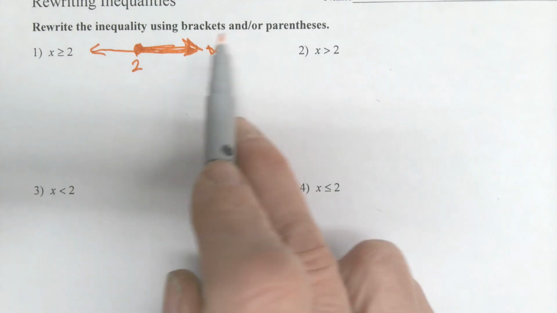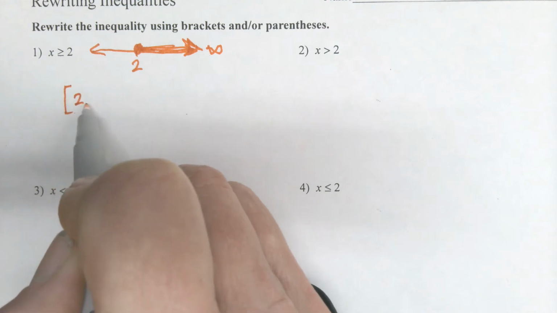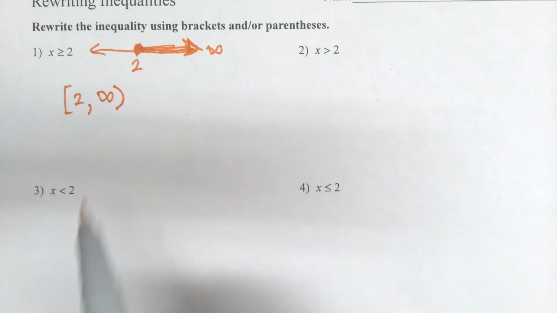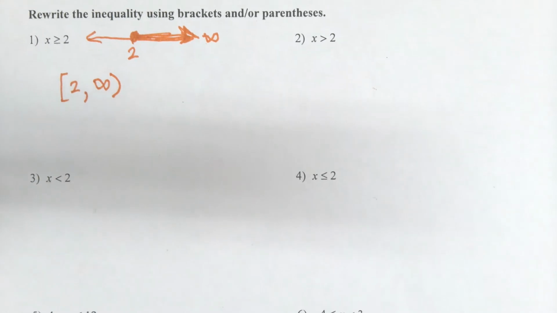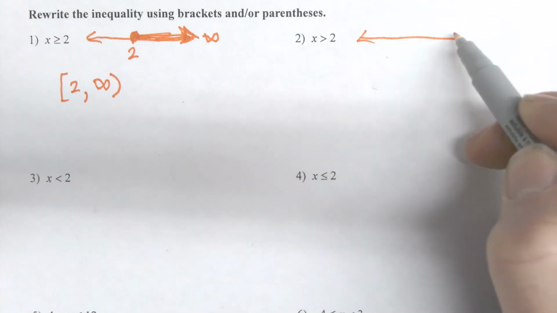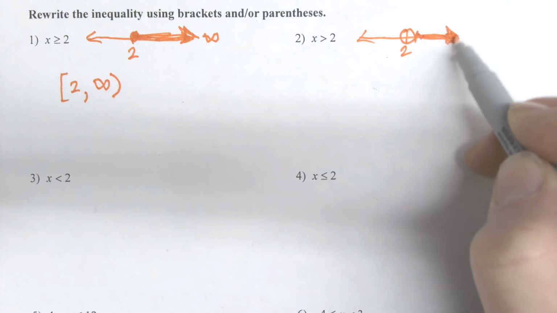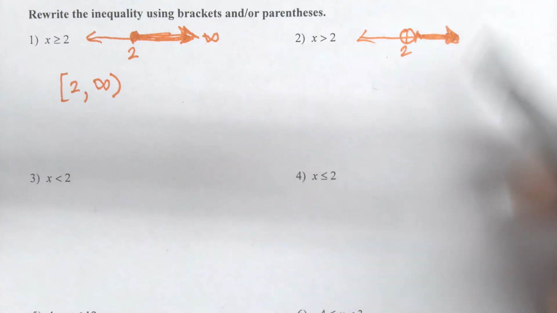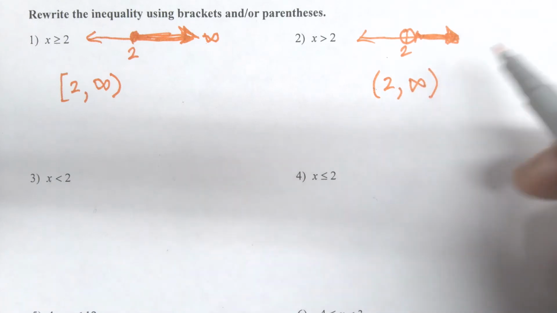So if I'm translating this using a bracket or parentheses, because it includes 2, I would put it as 2, comma, and we talked about in class that we don't include infinity, so we put parentheses because I can never really get there. All right? So what if it's just greater than 2? Well, when I start here at 2, that'd be an open circle. Again, hopefully you remember that from back in your grade school days. It's greater than 2, that's my x value. That means this one doesn't include 2, but goes to infinity.